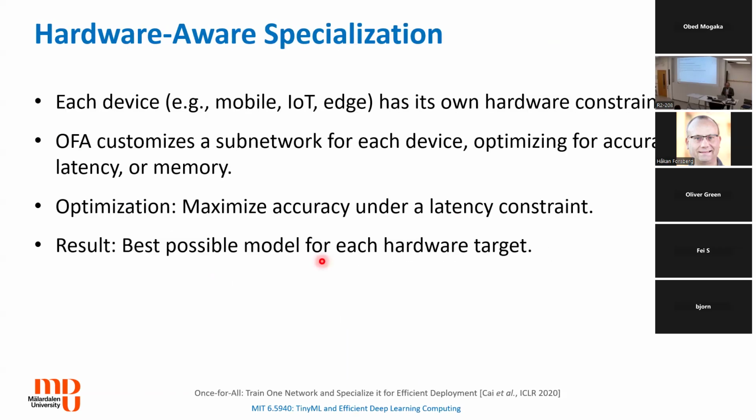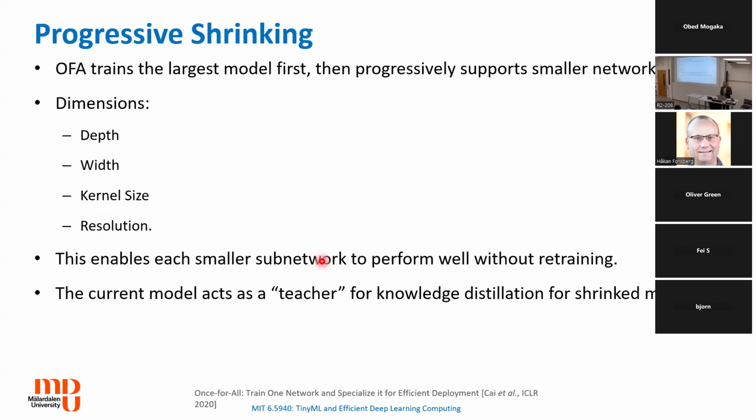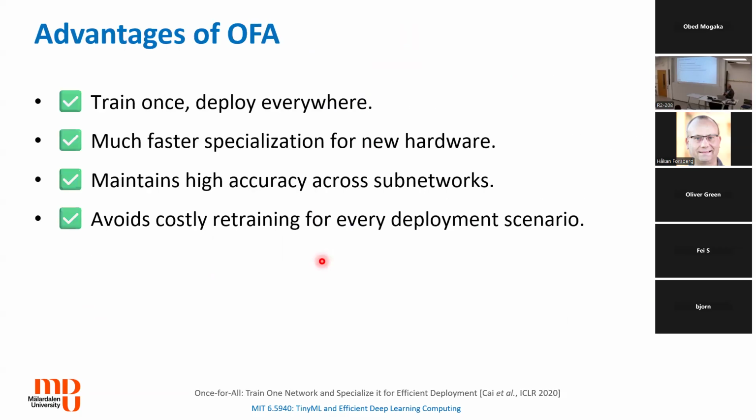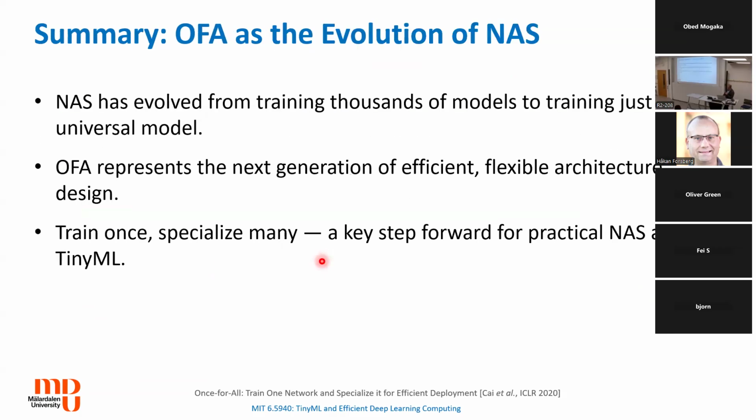As I discussed before, how do we find the subnet? We do it in an evolutionary way, with a genetic algorithm. You can say that we have 4 dimensions, and using these 4 dimensions, we have different values for them. We initialize a population of like 100 or 200 architectures.